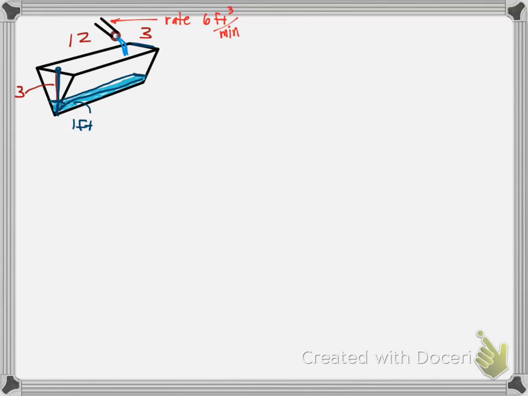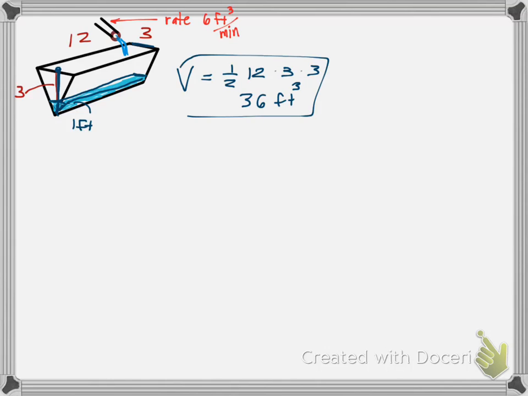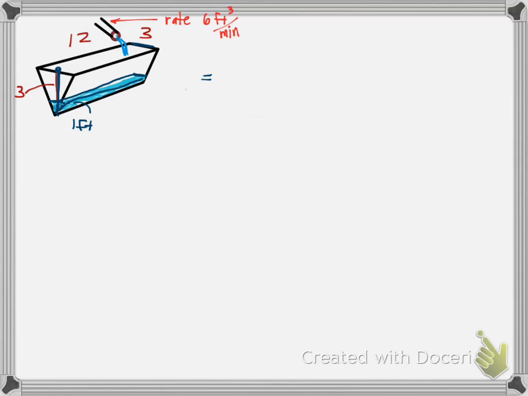So what we have is the volume of this particular trough equaling 1/2 the total length times the width times the height. So this particular trough would be 36 cubic feet. So at 6 cubic feet per minute, it should take 6 minutes to fill up, just to give you an idea. But that part's really not that important. What we're dealing with in this particular problem is what's happening when it is 1 foot deep.